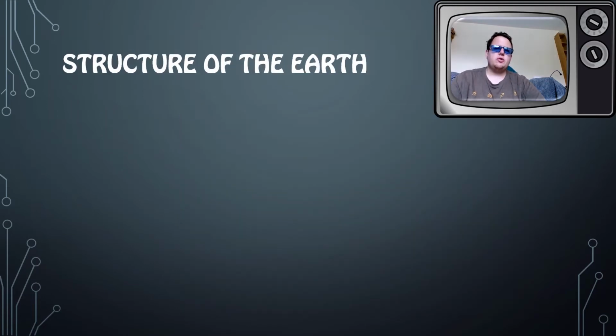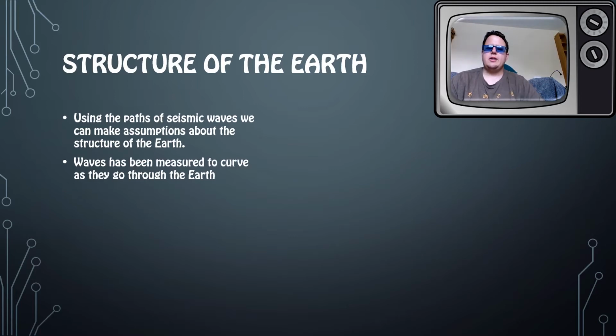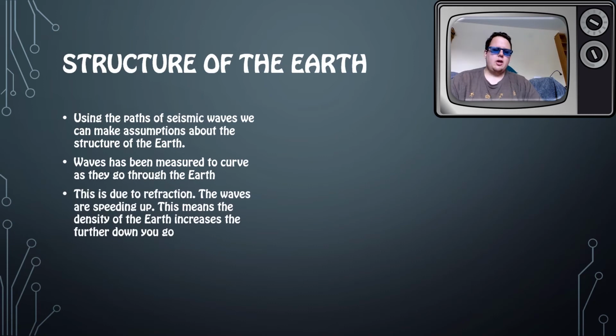Okay, so the structure of the Earth. Well, we can use the paths of seismic waves to make assumptions about the structure of our Earth. We can measure where the waves go through, and they look like they curve. Now, they curve due to refraction. They curve due to the density of the Earth gradually increasing the further down you go. They're speeding up, and it's shown because they're bending away from the normal.